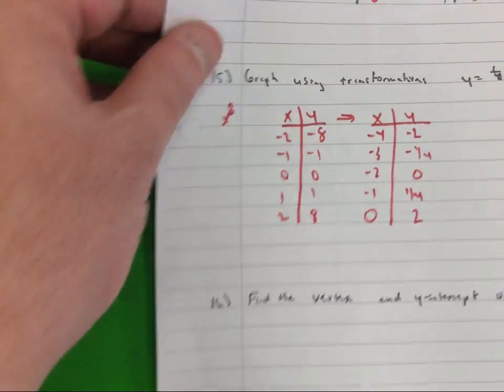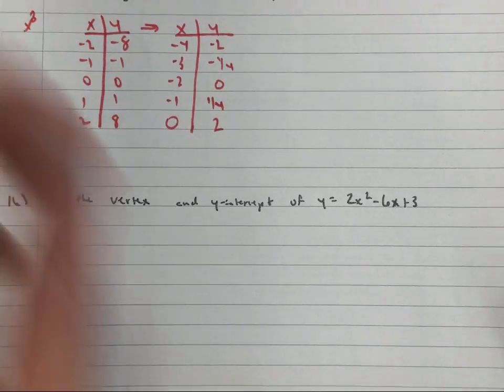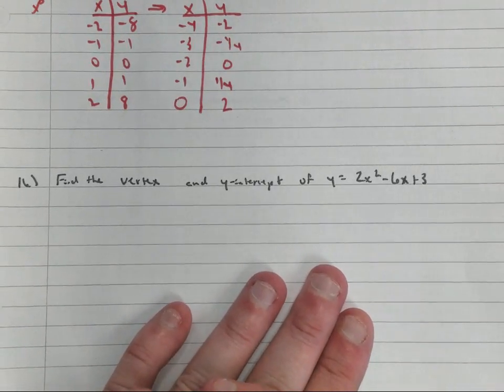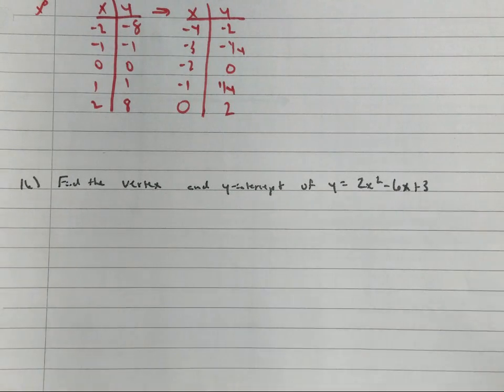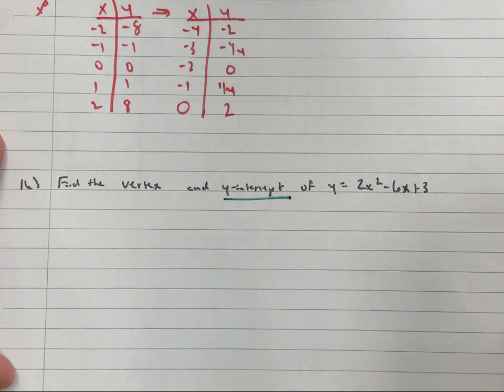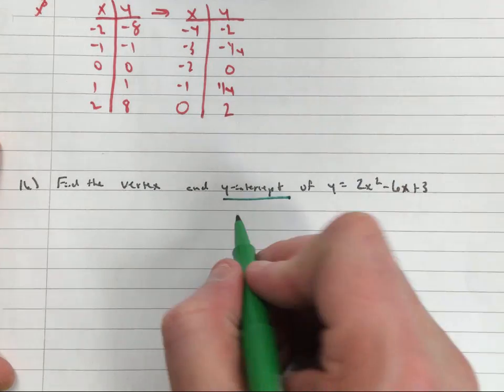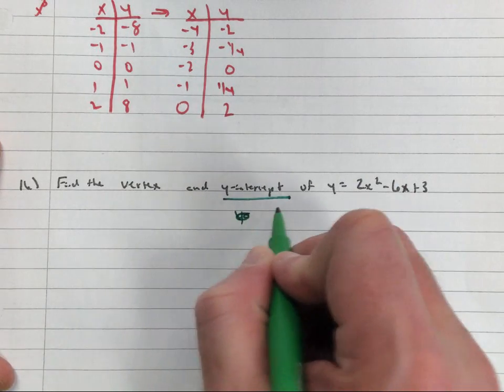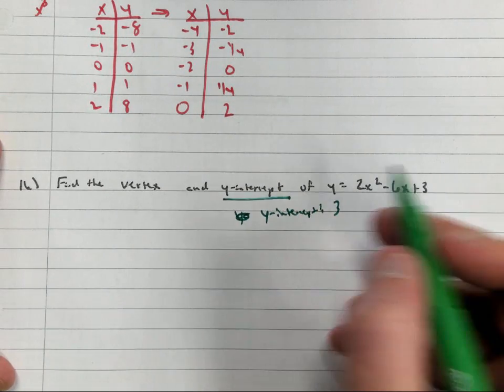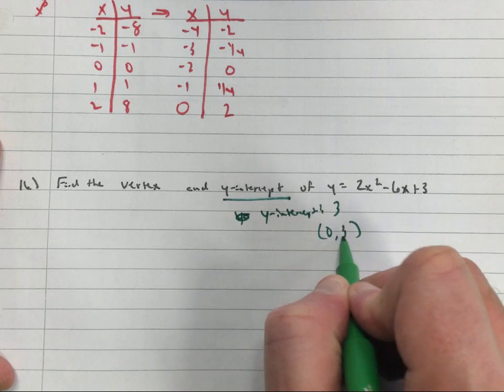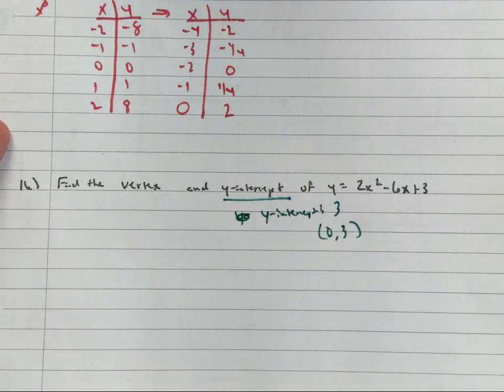All right, number 16. What type of function are we dealing with here? Quadratic. Very good. I want to find the vertex. How do I start? Well, first of all, it says y-intercept. That's easy. What's my y-intercept? 3. You can put y-intercept equals 3. How can I write that as an ordered pair? (0, 3).